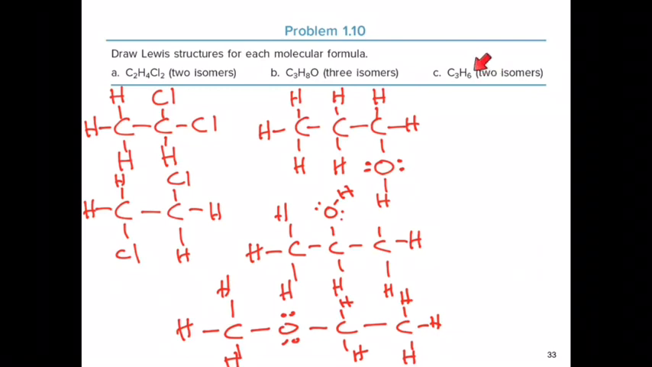And for the last one here, we have C3H6. Again, we're just going to connect the carbon atoms 1, 2, and 3. And then since we only have 6 hydrogens to give, I'm going to equally distribute this among the 3 carbon atoms. So we have 1, 2, 3, 4, 5, and 6. All right, so we're going to form a bond here, here, and here.